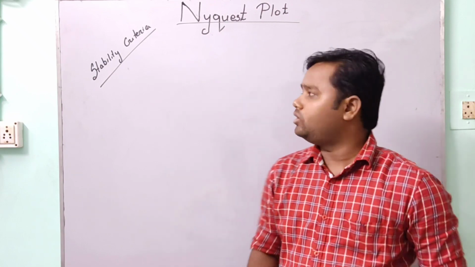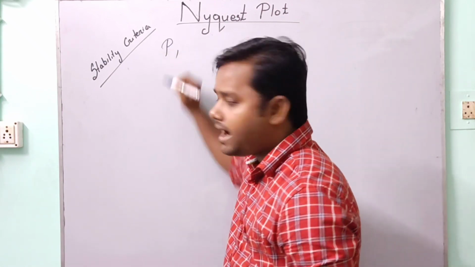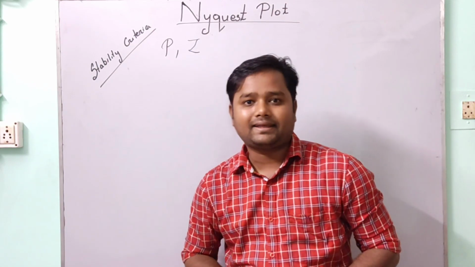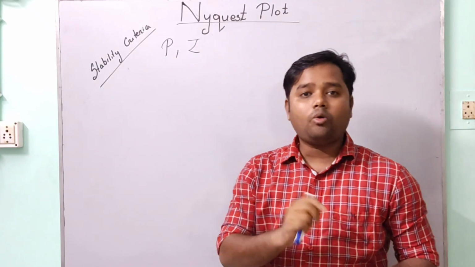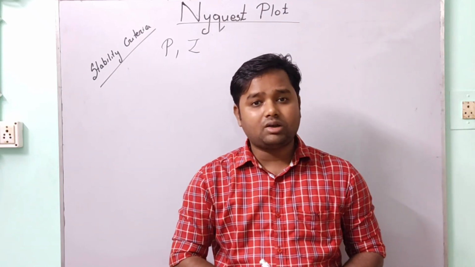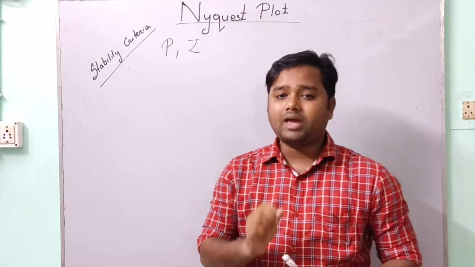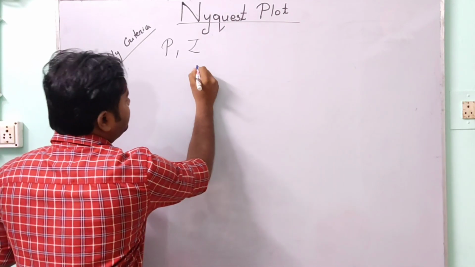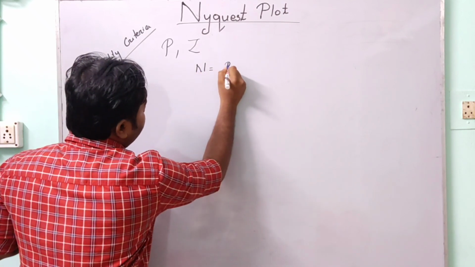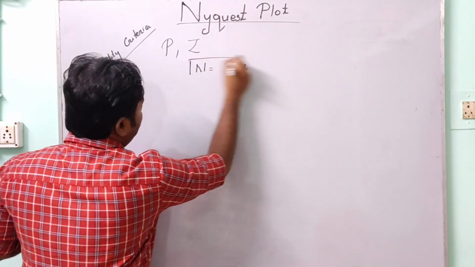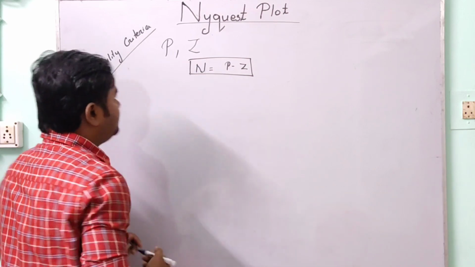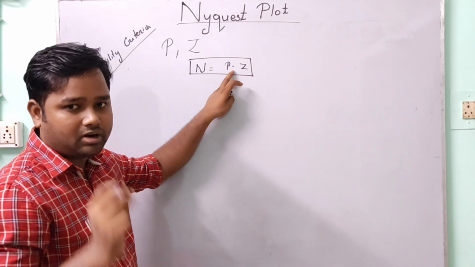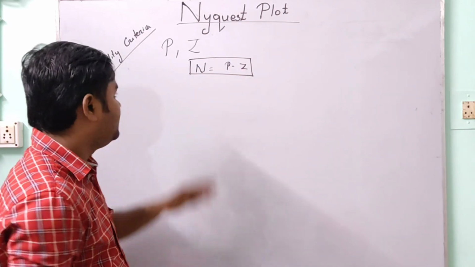Suppose the number of poles is equal to P and the number of zeros is equal to Z. In that case, we have to find how many times the encirclement takes place. That means we have to find the P minus Z term, that is the number of encirclements N, which is equal to P minus Z. This is the most important formula in the Nyquist plot. That means N is equal to P minus Z, where P is the number of poles and Z is the number of zeros.